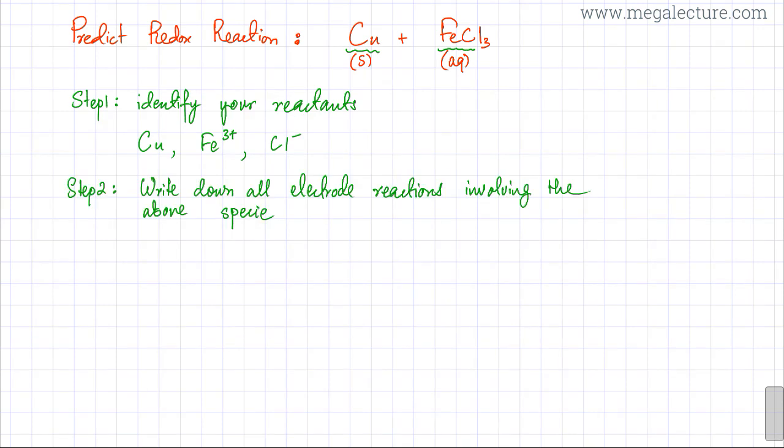So moving to step 2 now, we now have to write down all electrode reactions involving the above species. So we have copper, Fe3+, and Cl-1. Now I'm going to refer to the data booklet, and I'm going to try and find out all the electrodes that involve these three species. So let's refer to the data booklet.